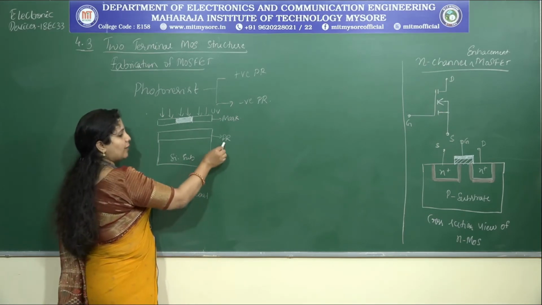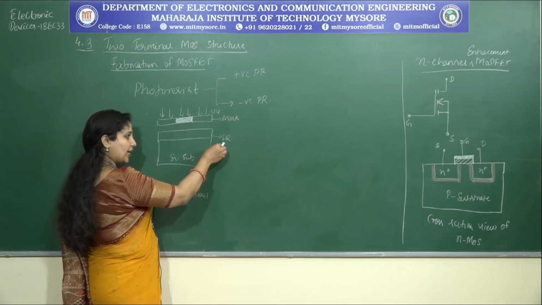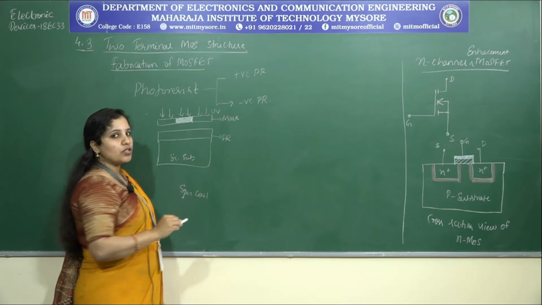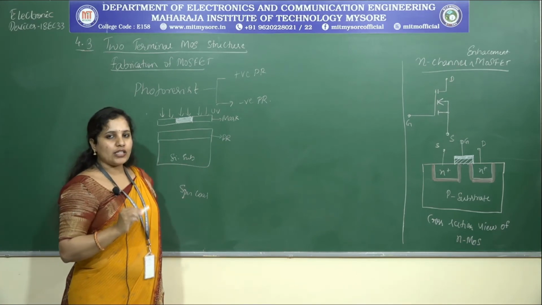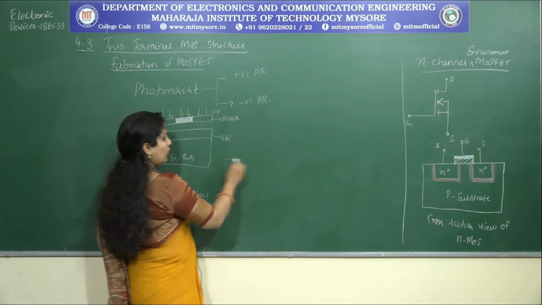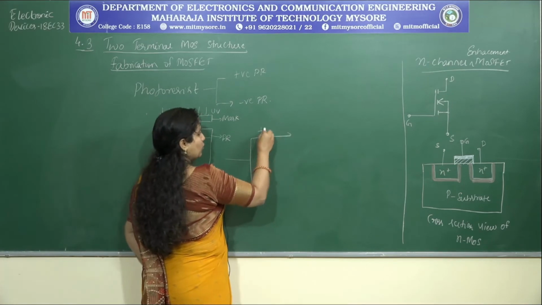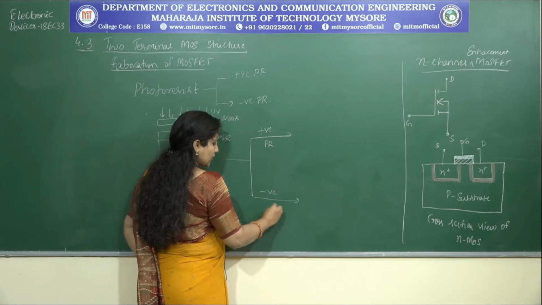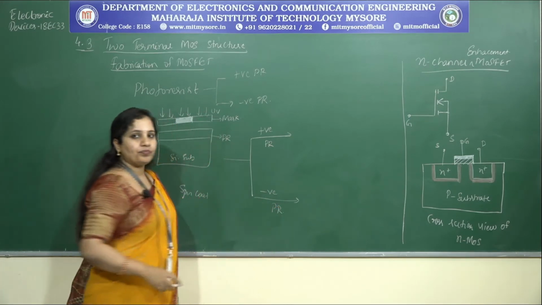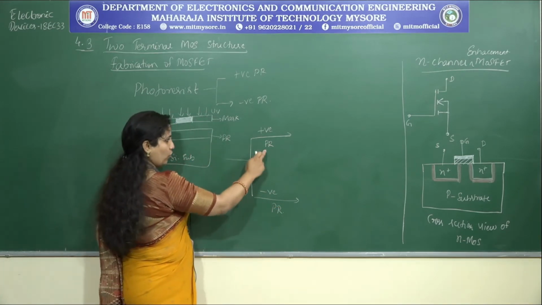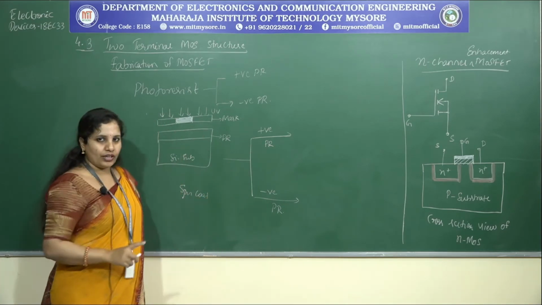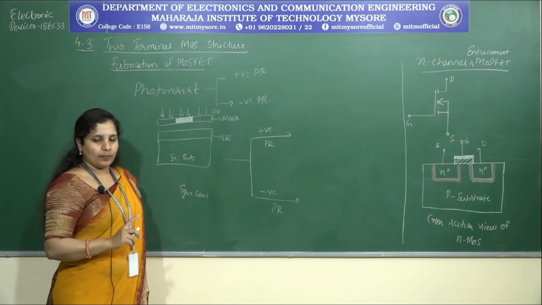Now, based on whether I am using a positive photoresist or a negative photoresist, I can know whether the exposed regions become soluble or insoluble. Let me consider both cases: one is the positive photoresist and the other is the negative photoresist. In the positive photoresist, the ones which are exposed to the UV rays become soluble.